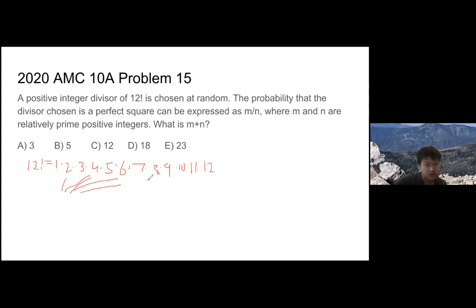I'm going to skip the counting. 10 factors of 2, 5 factors of 3, 2 factors of 5, 1 factor of 7, and 1 factor of 11. Okay, now what?